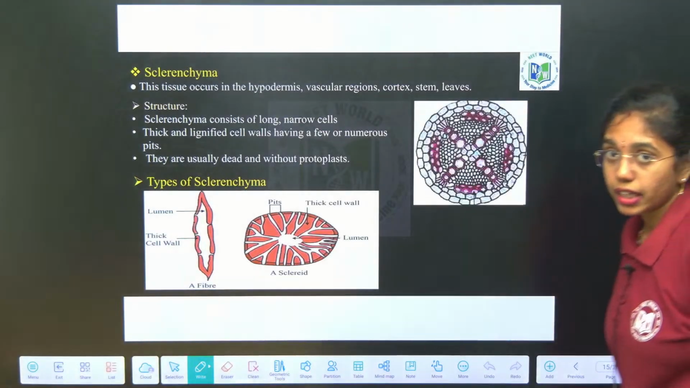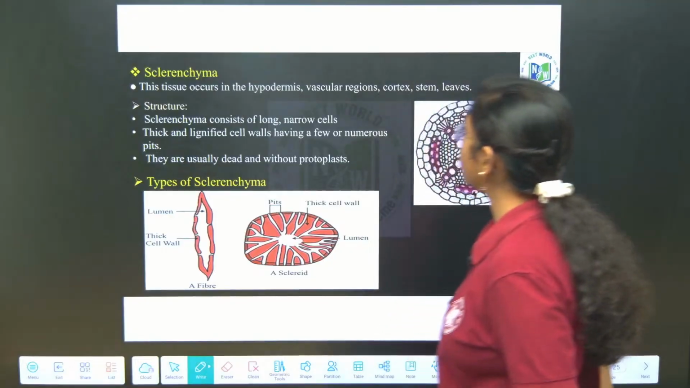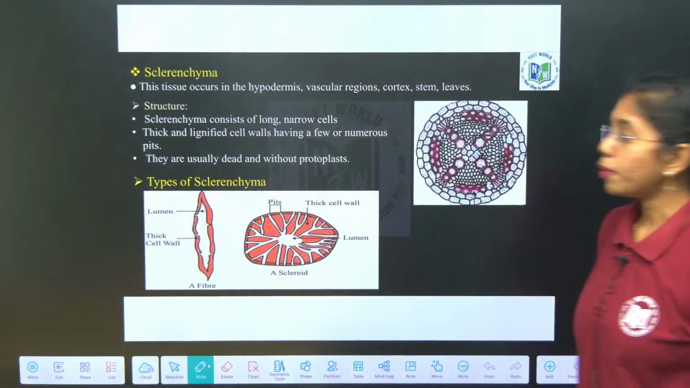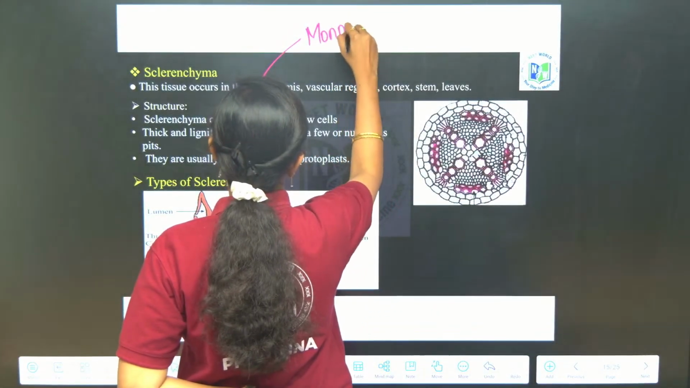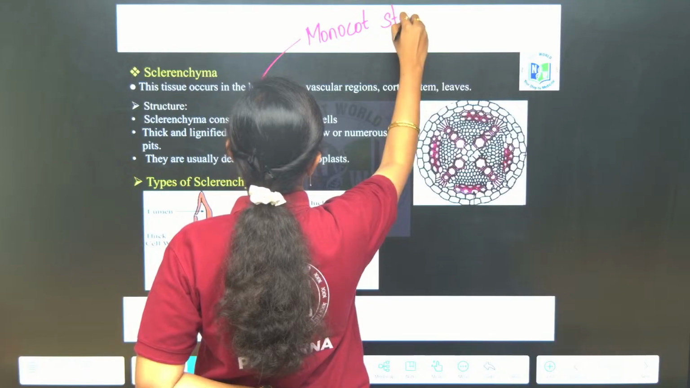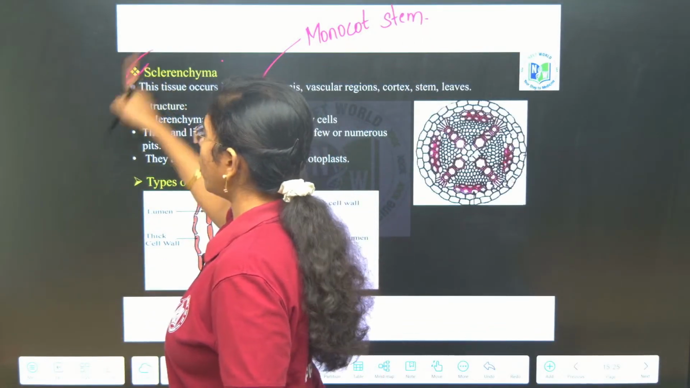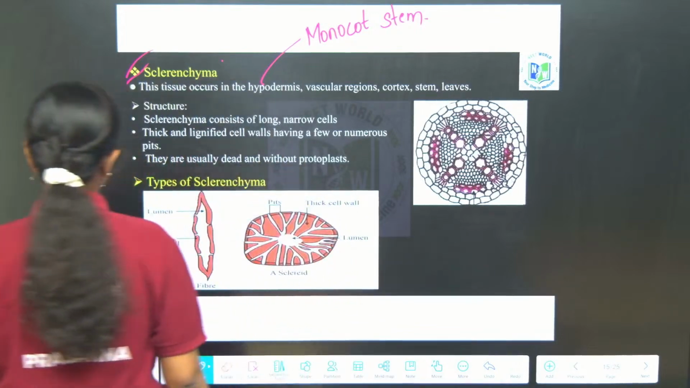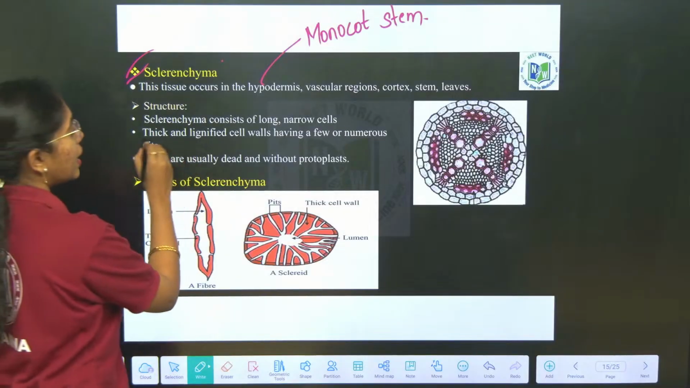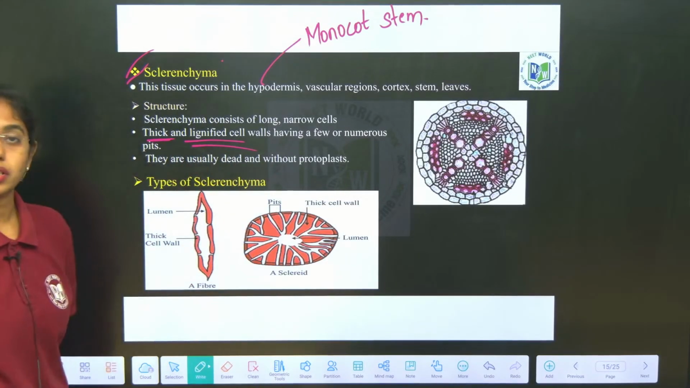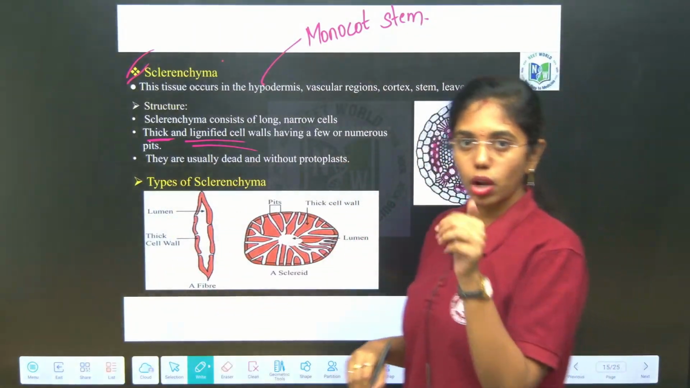Next you see sclerenchyma. This tissue occurs mostly in the hypodermis, vascular regions, cortex, stem and leaves. Sclerenchymatous hypodermis is seen in monocot stem, and xylem fibers and phloem fibers are made up of sclerenchyma only. They are sclerenchymatous tissues. Structurally, sclerenchyma consists of long and narrow cells with thick and lignified cell walls. Just compare the cell wall of parenchyma.